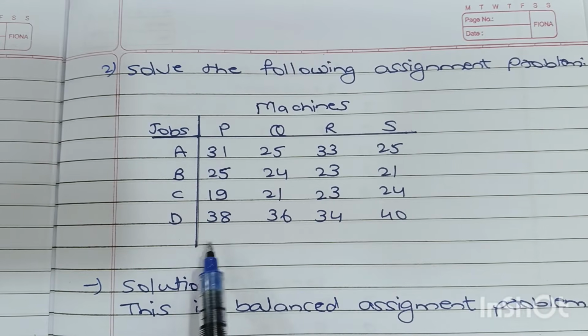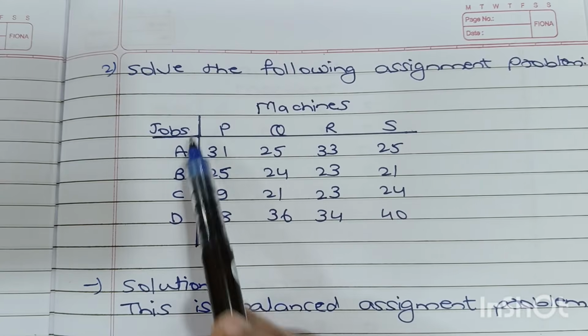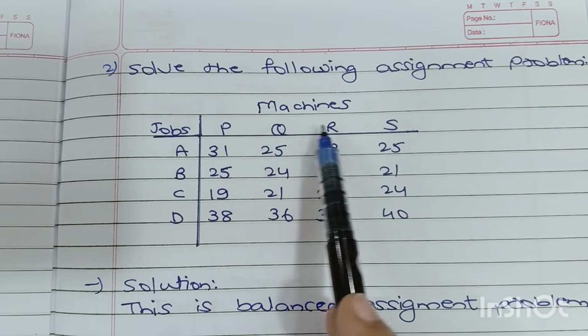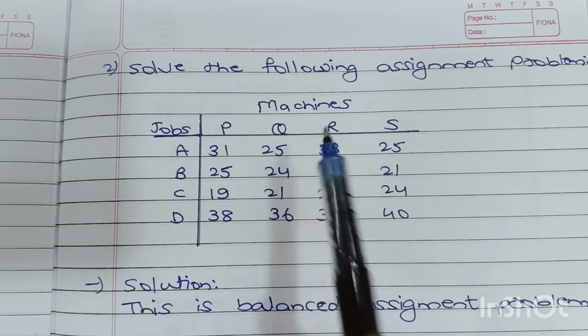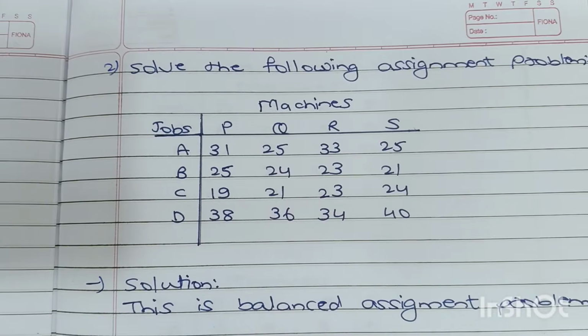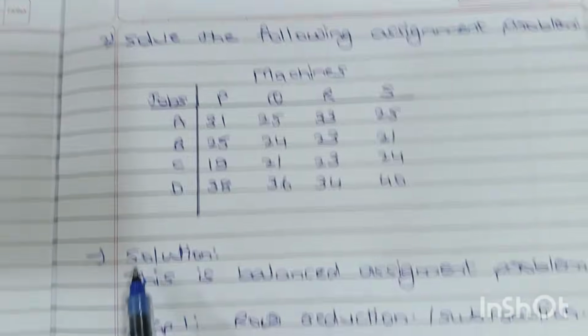Now here in this particular given example, there are four jobs A, B, C and D, and there are four machines P, Q, R and S. And our task is to assign these machines to these particular jobs. Now we'll start with the solution.